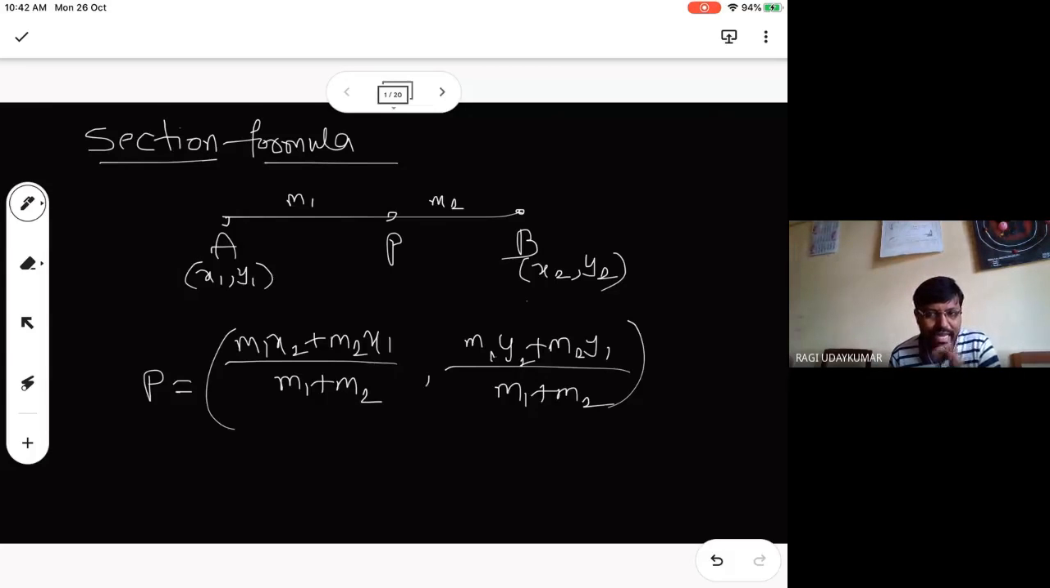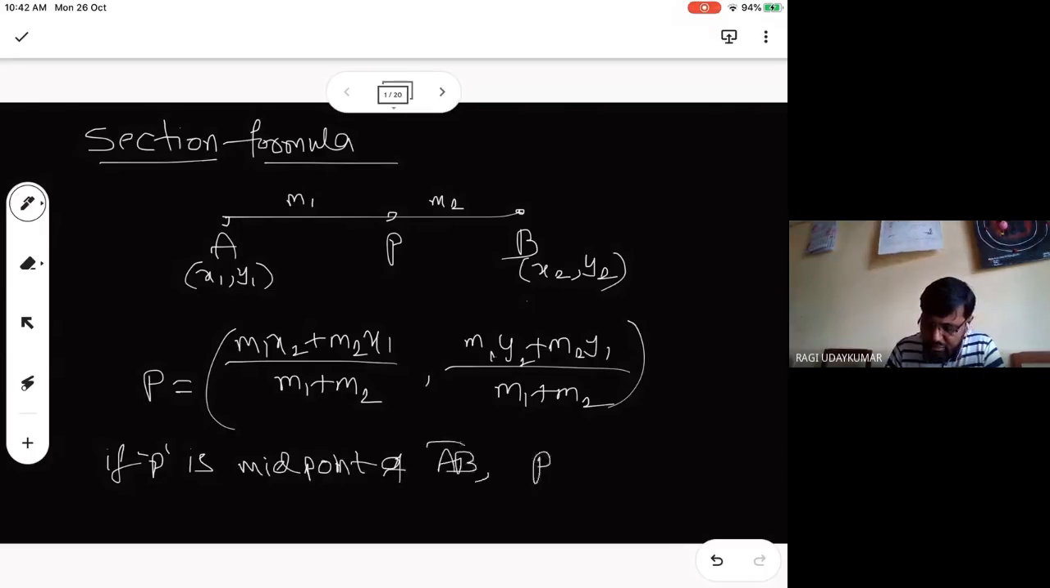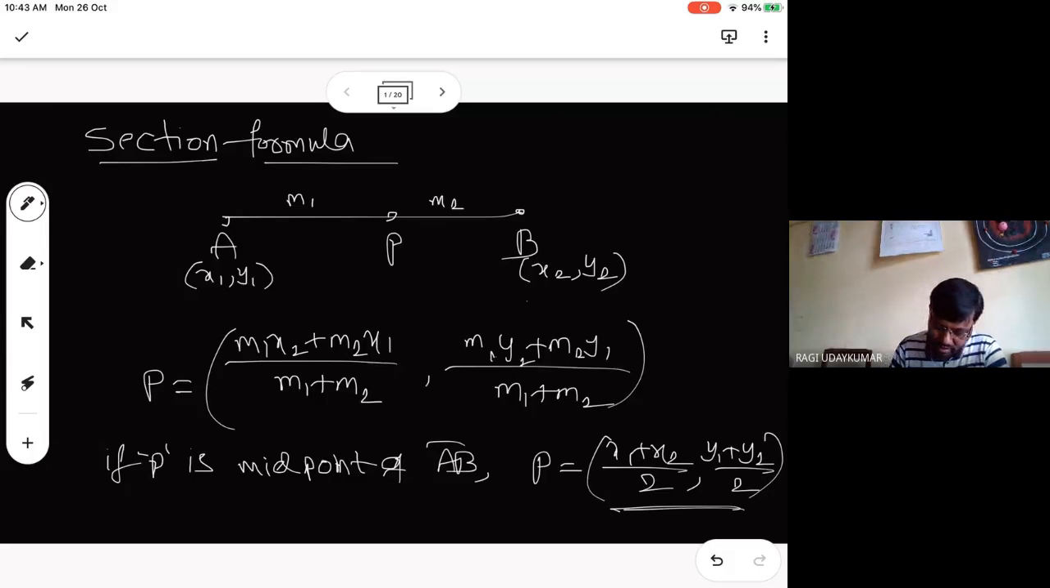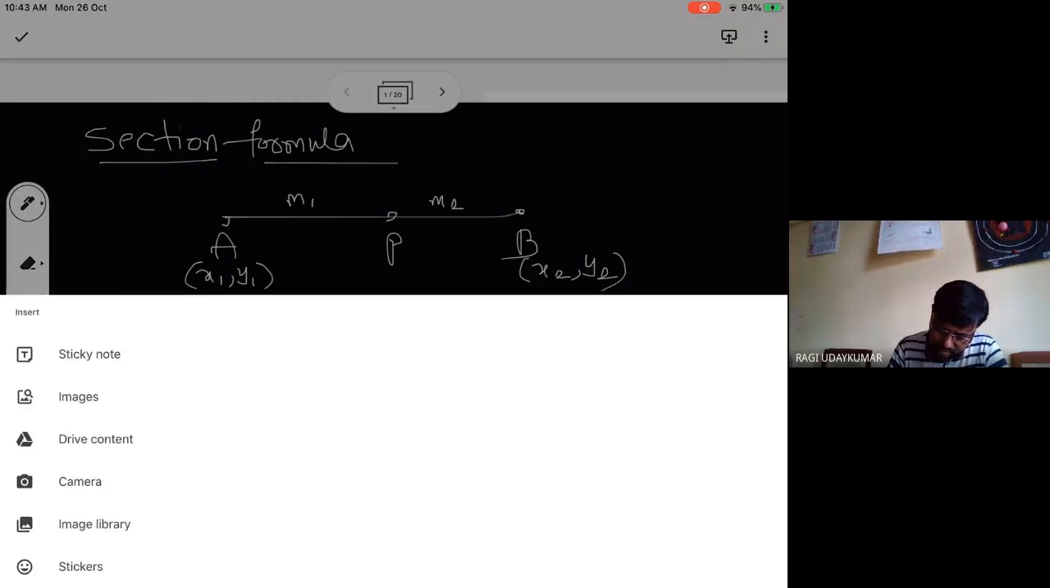P is a point that divides the line joining AB in m1 is to m2 ratio. So suppose P is the midpoint of AB, then what are the coordinates of P? The ratio is 1 is to 1. So x1 plus x2 by 2, because for the 1 is to 1 ratio the denominator becomes 1 plus 1, and y1 plus y2 by 2. Based on this, you are going to have the second exercise problems. So let us see the second exercise problems.